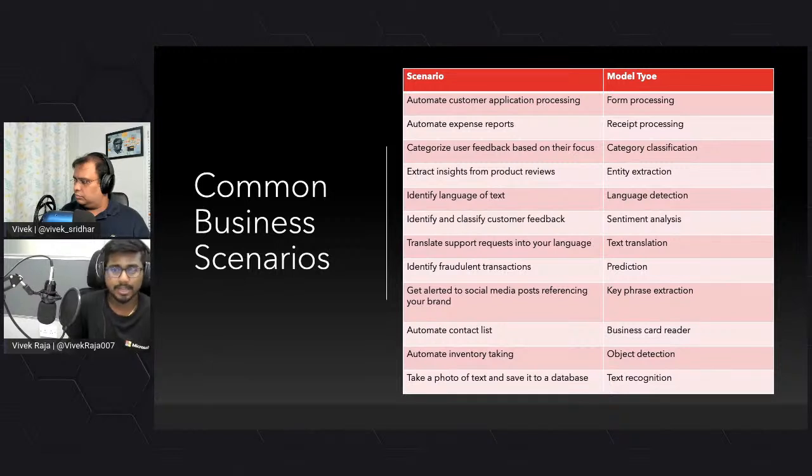So, key phrase, like social media is huge. If you have a lot of mentions going on and you need to know someone is talking about your company or your employee, you can get alerted whenever a particular social media post goes online. And business card reader, you can automate all the business cards. Object detection, where you can maintain a warehouse and inventory management. And text recognition, you can convert all your image photos into text. I guess that's one of the typical ways to do it, because it saves a lot of memory in your data as well. So these are the scenarios which you can use with these model types.